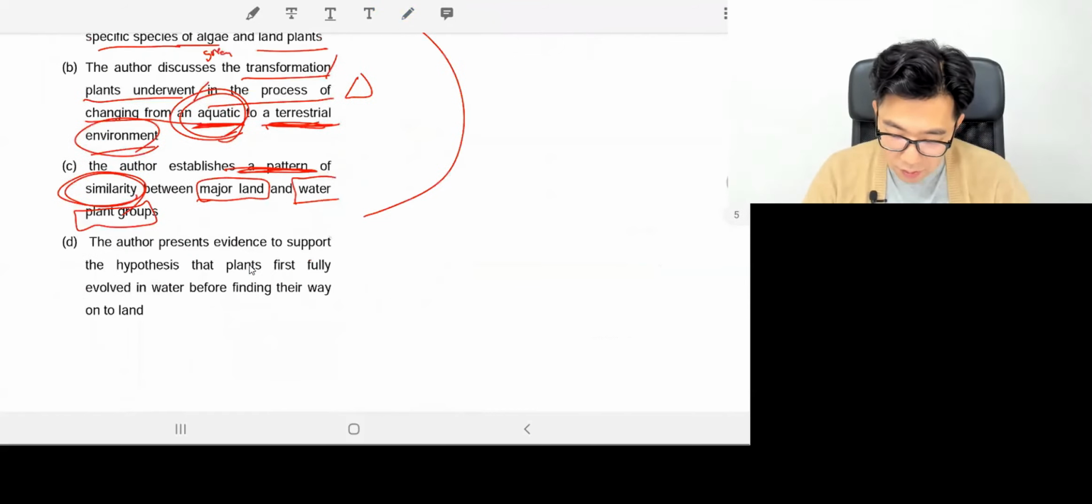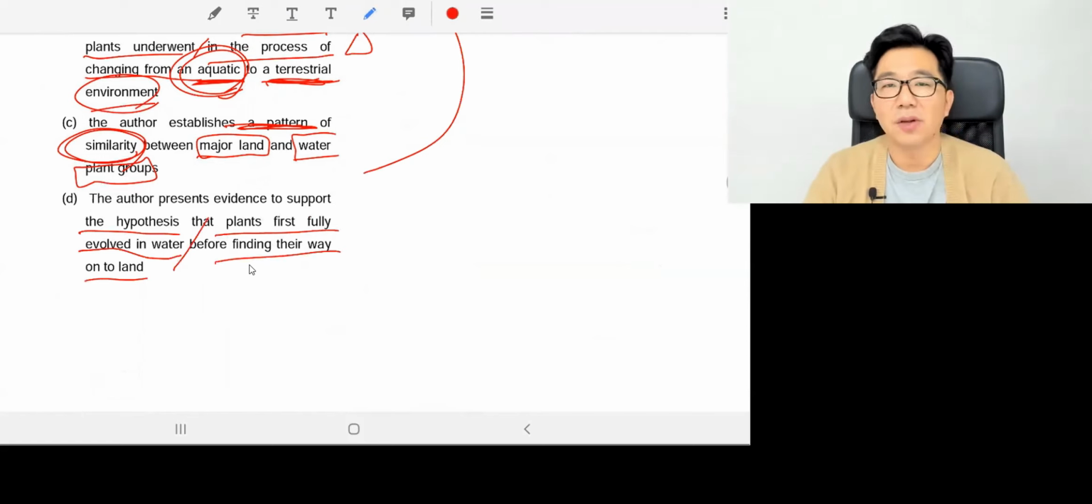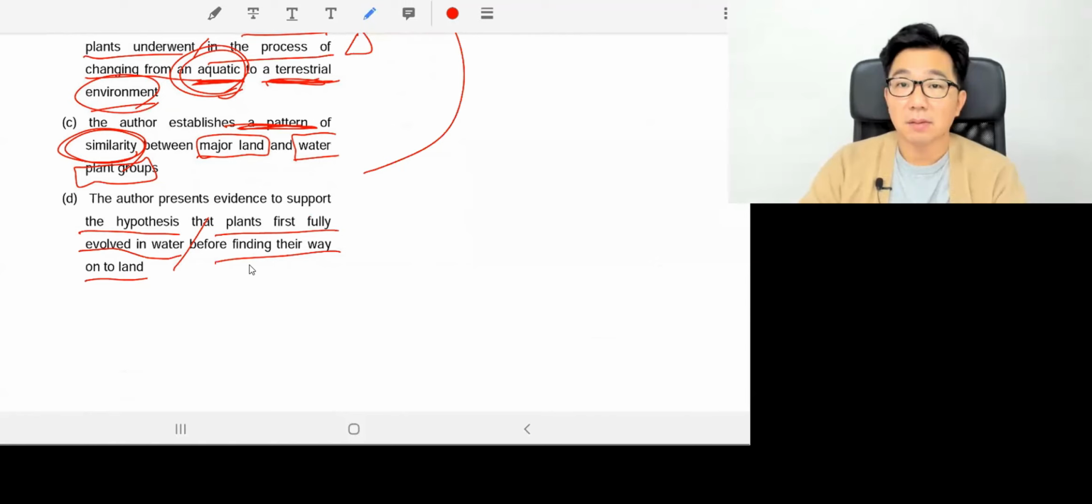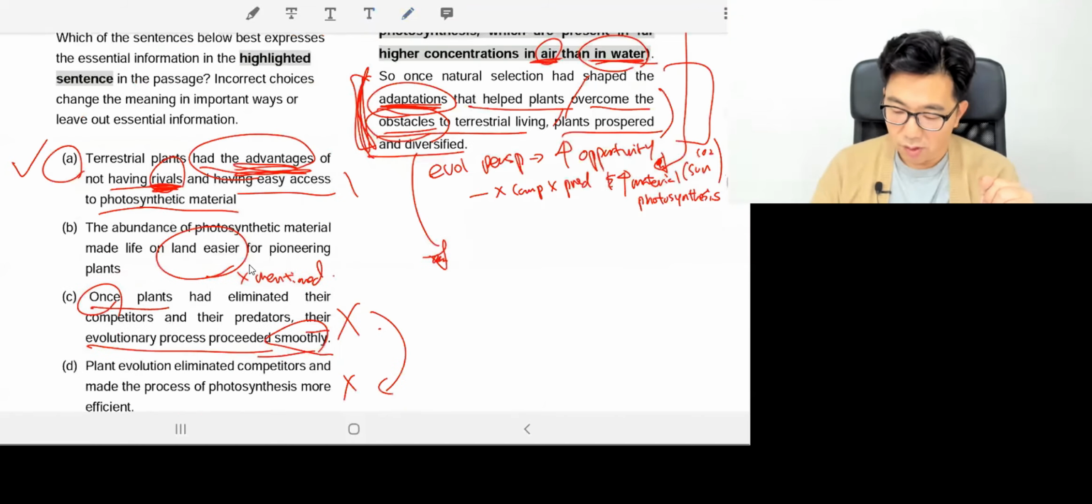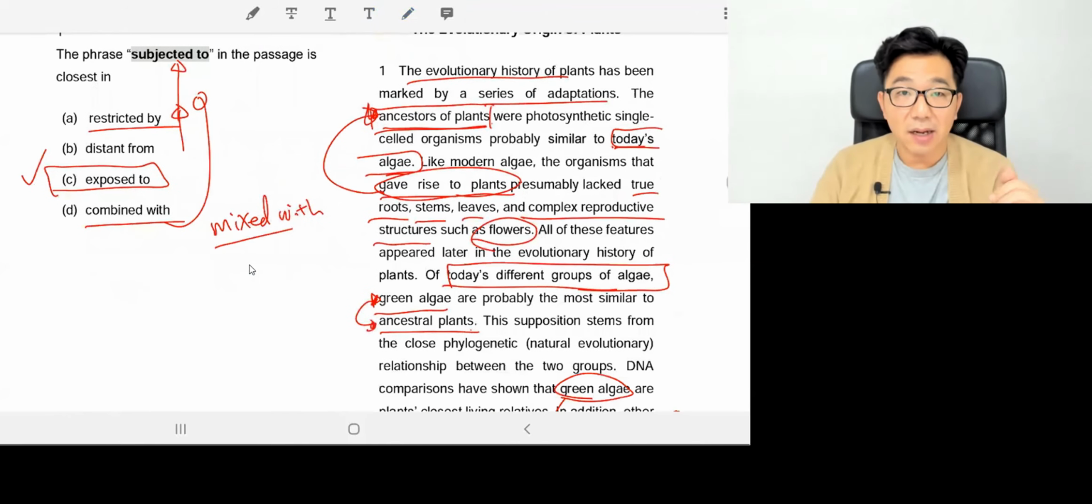D, the author presents evidence to support the hypothesis that plants first fully evolved in water before finding their way onto the land. So this is very partial as well. Again, I have to repeat myself, because D is just trying to prove that green algae seem to be the ancestor of land plants. That's it, right? But I'm going to skip up and down a little bit. Sorry if you don't like that. I apologize. So it started like A, C, D, okay?